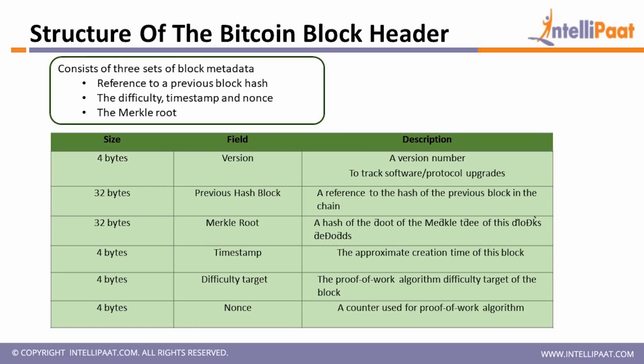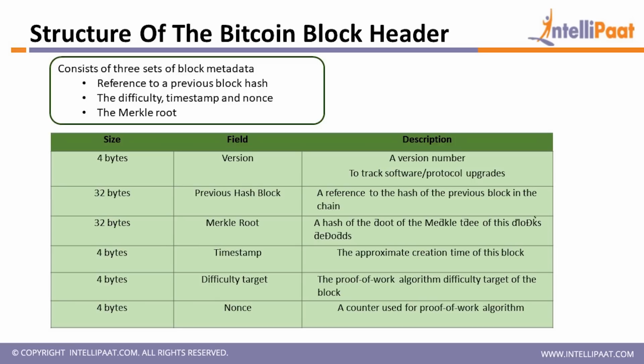The structure of the Bitcoin block header. Continuing the same, it consists of three sets of block metadata: reference to a previous block hash, the difficulty, timestamp and nonce, and Merkle root. Below is the table that depicts the size of each item inside the block header.